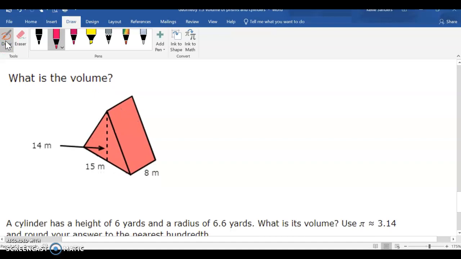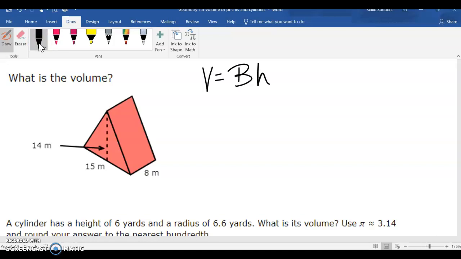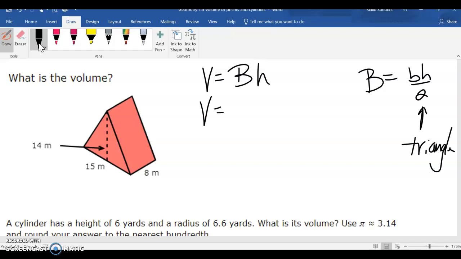Okay, we're going to find the volume of this triangular prism. So the volume is big B, little h, and the big B is a triangle. So how do we find the area of the triangle? Base times height divided by 2. Now this is just of the triangle, not of the prism. So what's the base of the triangle? 15. The height is 14, and we divide by 2. 105.